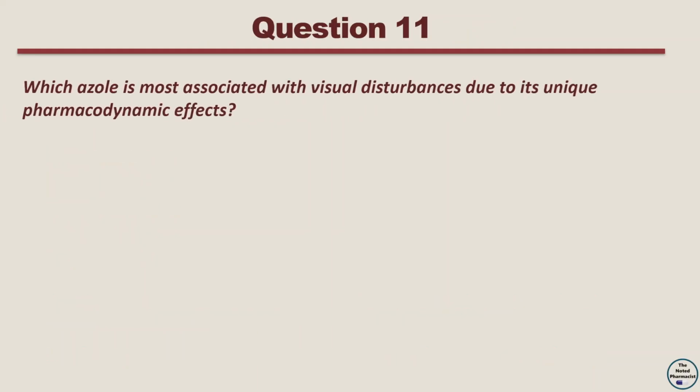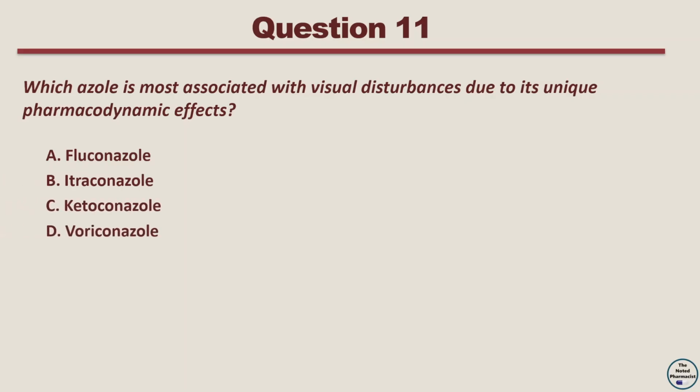Question 11. Which azole is most associated with visual disturbances due to its unique pharmacodynamic effects? Option A, fluconazole. Option B, itraconazole. Option C, ketoconazole. Option D, voriconazole. Option E, posaconazole.